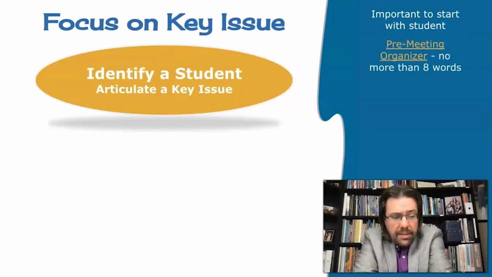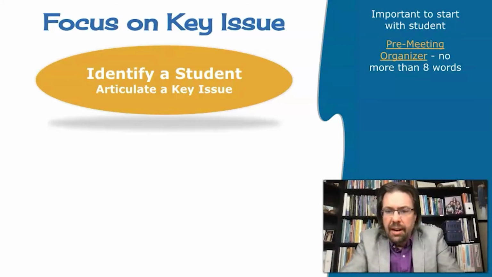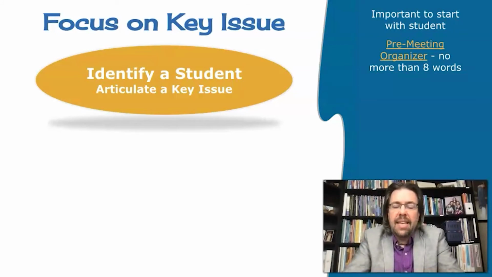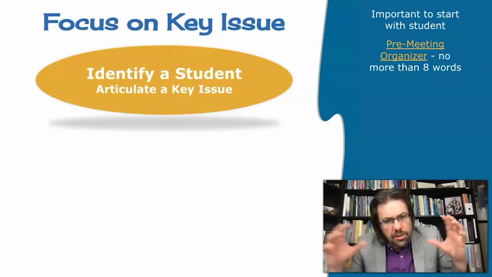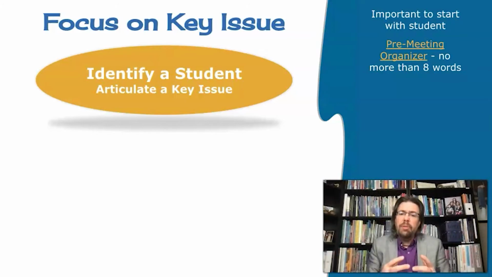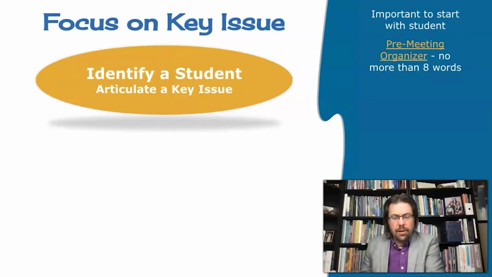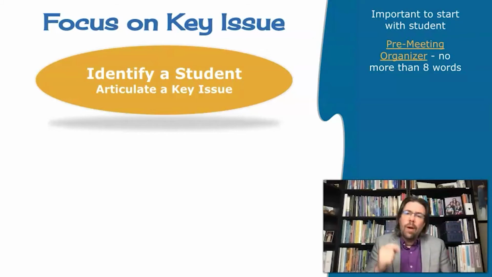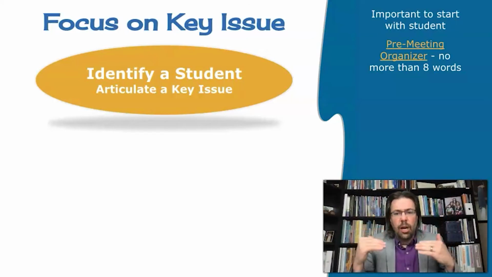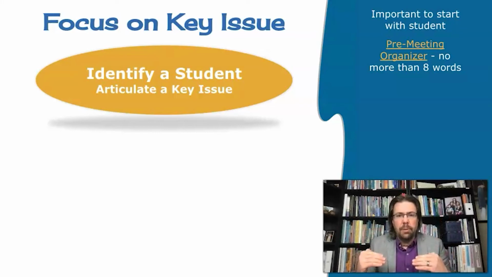Oftentimes, we want to be utilizing a pre-meeting organizer to get ready for this, and the idea is, can we boil down to a key issue with no more than 8 words? If we need to tell a long story about what's going on, that's probably an indication that that conversation should be existing in one of our other layers. We want to be able to get to a place where we can say, I'd like to talk about Braden, and right now, the key issue I'd like to impact is the ability to break down assignments into logical next steps in order to be able to complete them.